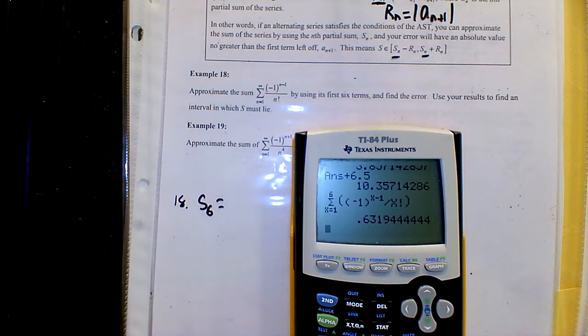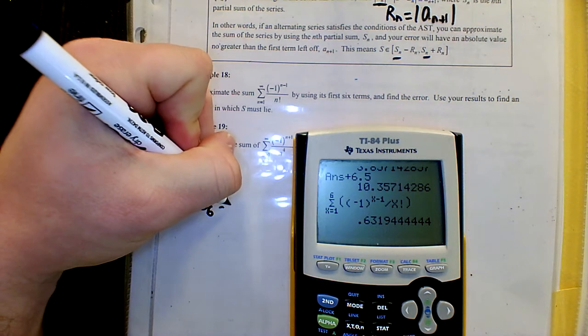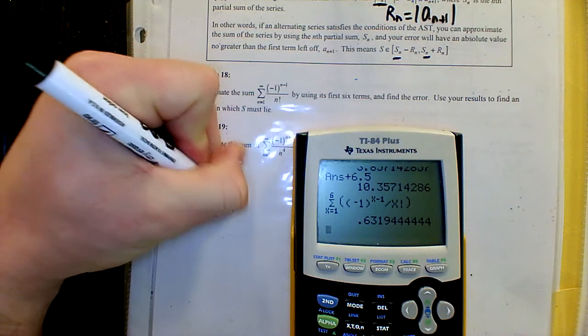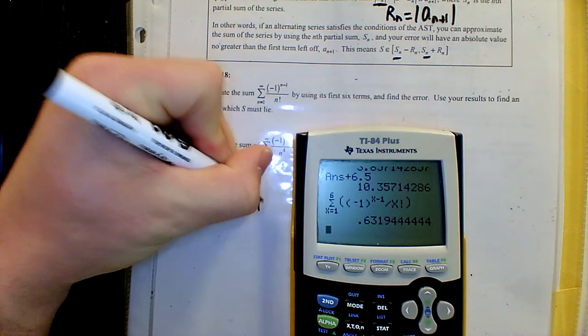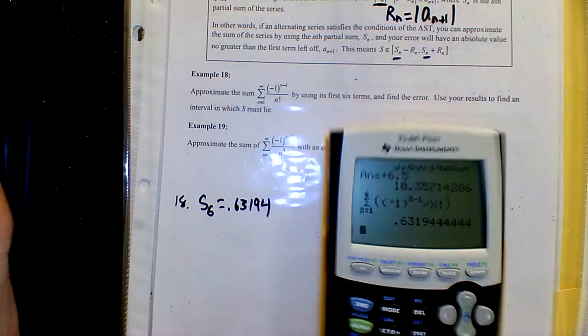Anybody having trouble getting to this point? Need help typing in the calculator? We all getting the same answer? Okay, so the sum of 6 terms is 0.63194. That's where I'm going to stop.